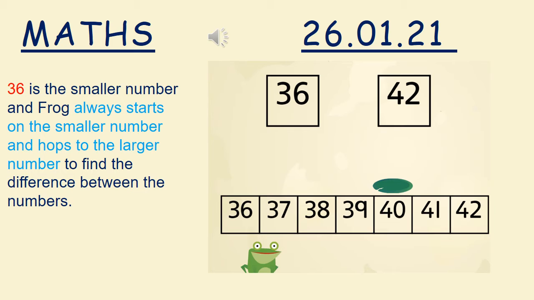36 is the smaller number, and frog always starts on the smaller number and hops to the larger number to find the difference between the numbers. Now 36 is smaller because 36, as you can see, has only 3 tens, and 42 has 4 tens. So 36 is smaller. Okay?